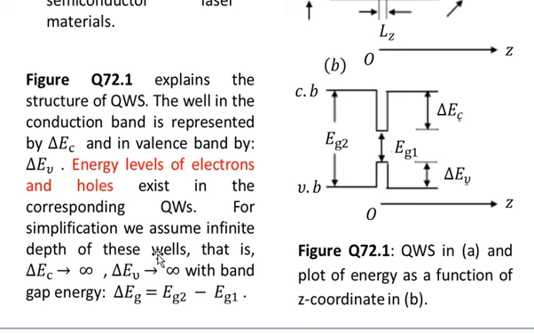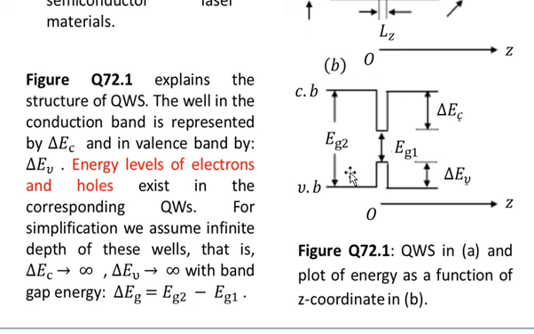For simplification, we assume infinite depth of these wells, that is delta EC goes to infinity and delta EV goes to infinity. That is, these depths are infinitely large, with band gap energy delta Eg equal to Eg2 minus Eg1. So you see that in part B of figure 72.1, we have shown two band gap energies. One is Eg2, corresponding to the larger band gap material, and the other is due to the smaller band gap material, which is Eg1.